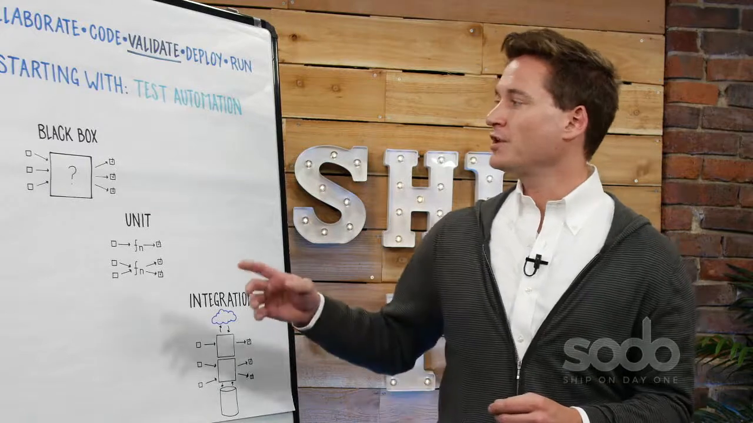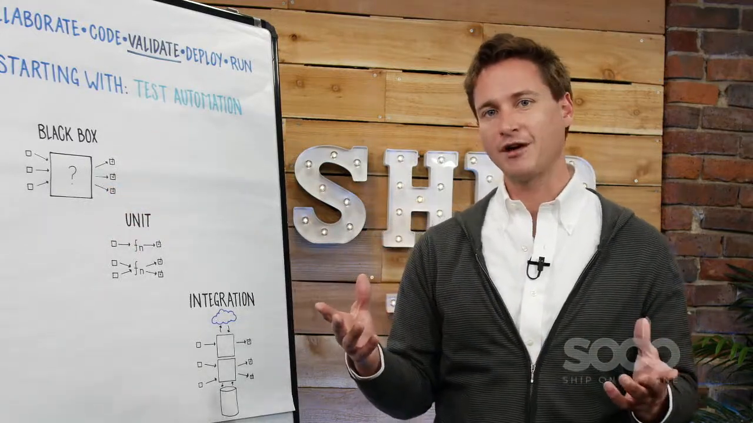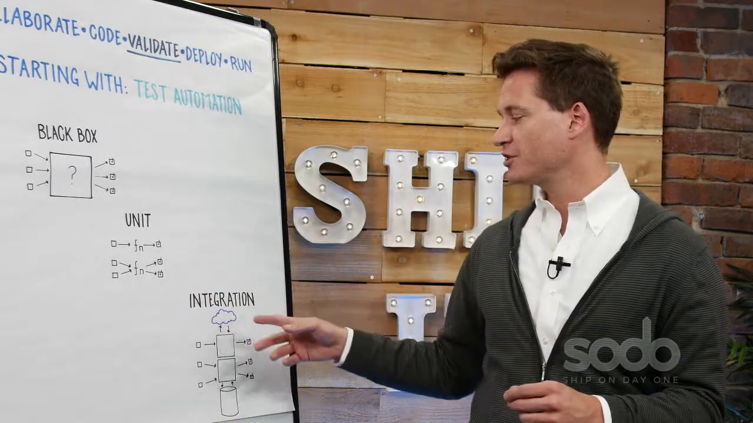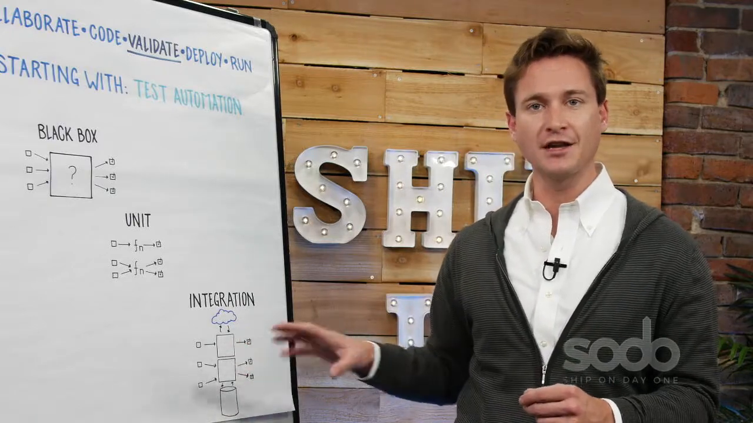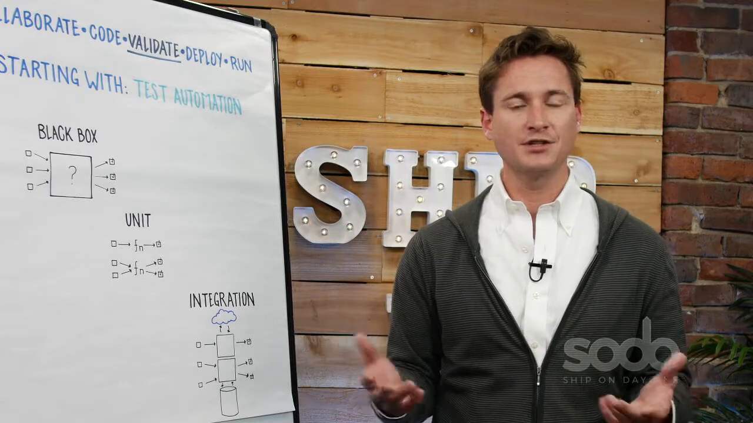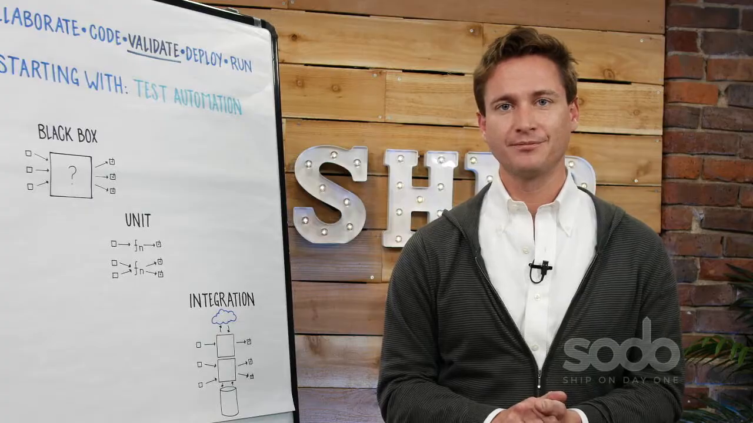So, when you think about it, Blackbox testing is testing your application on a macro level. Unit testing is testing on a micro level, and integration testing is somewhere in between. It's making sure that the code you're writing is more likely to integrate with the other applications and the other databases that make up your ecosystem.